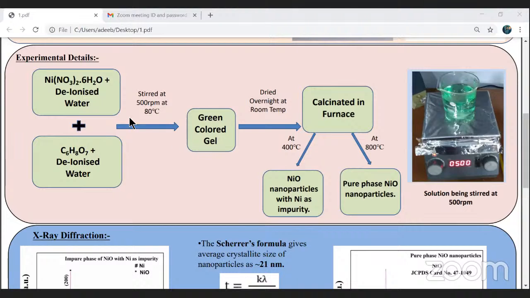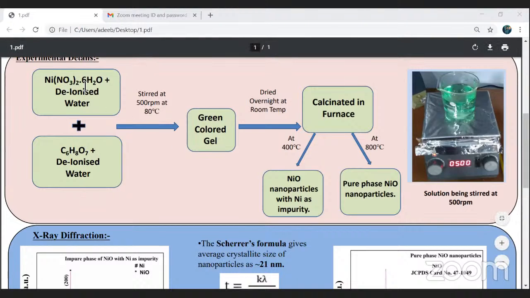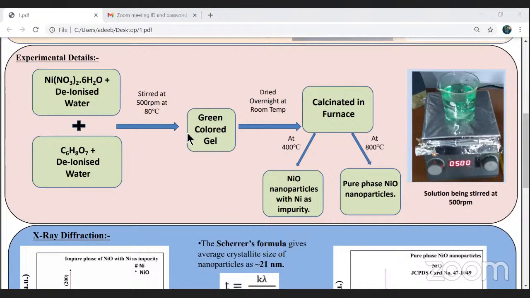What we did is we prepared a solution of nickel nitrate hexahydrate with deionized water. We prepared another solution of citric acid with deionized water and mixed both the solutions and then stirred it at 500 rpm at 80 degrees Celsius. We can see in this figure the liquid has turned slightly green after some stirring. After continuous stirring, a green colored gel was formed, which we left to dry as such at room temperature overnight, and then we calcinated the obtained sample in a furnace.